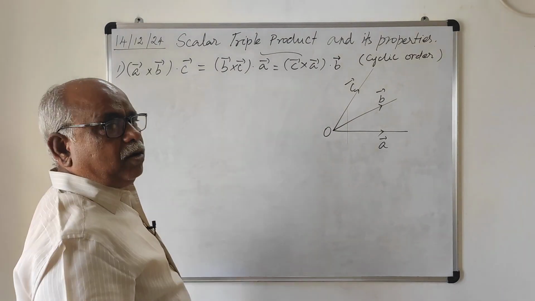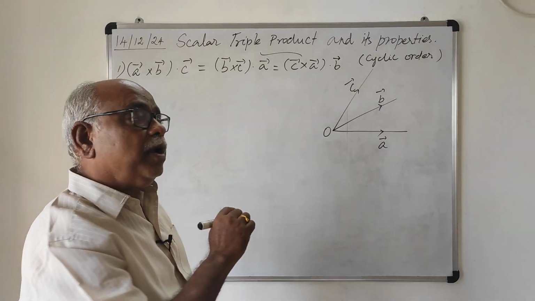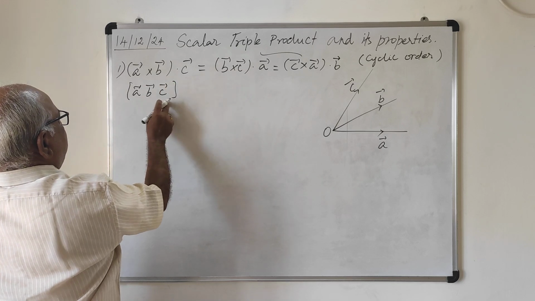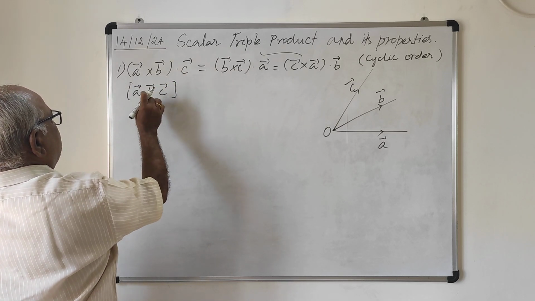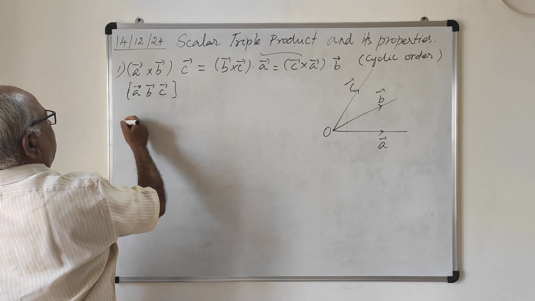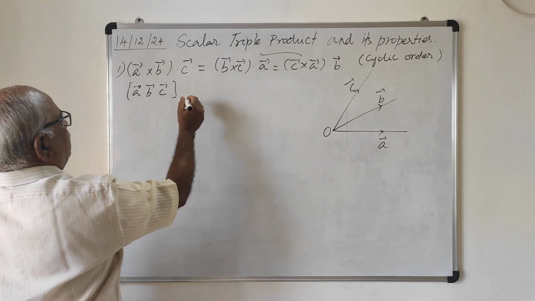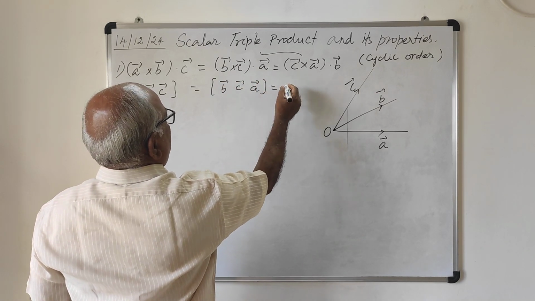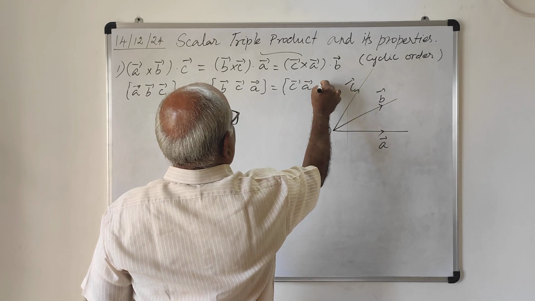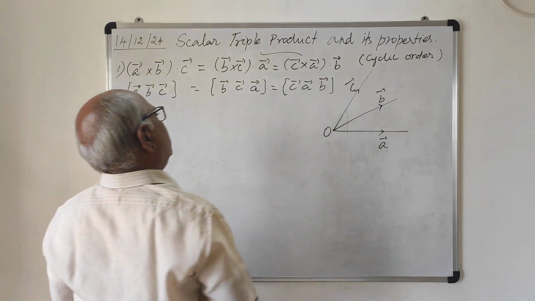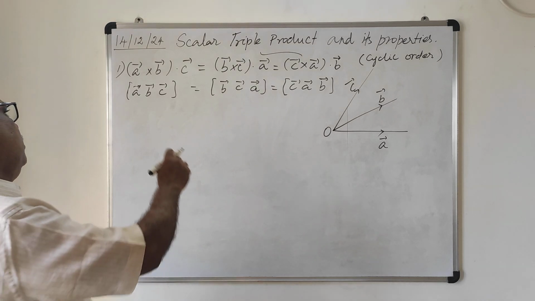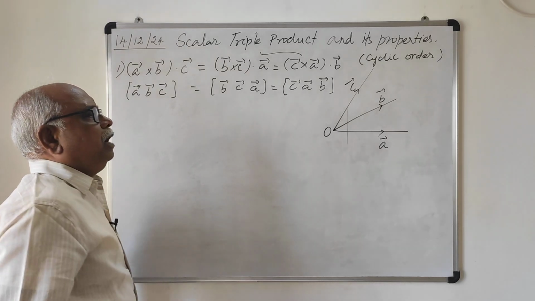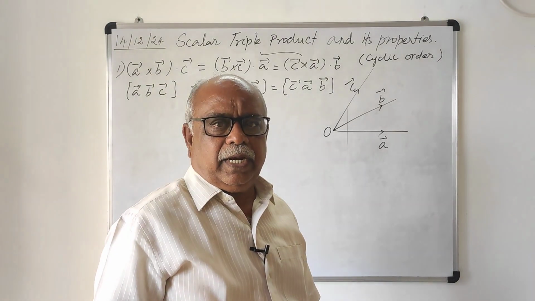And this scalar triple product can also be expressed as the box product. In square brackets you write it as ABC, and this is called the box product ABC. Box product ABC is equal to box product BCA, which is equal to box product CAB. Scalar triple product is otherwise called the box product. And this is the first property: if you consider in cyclic order, they are equal.